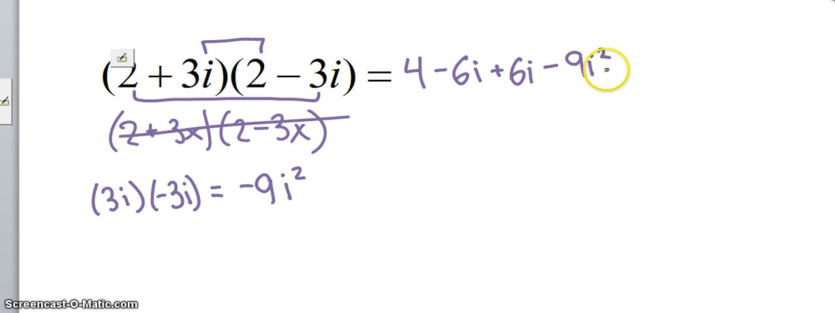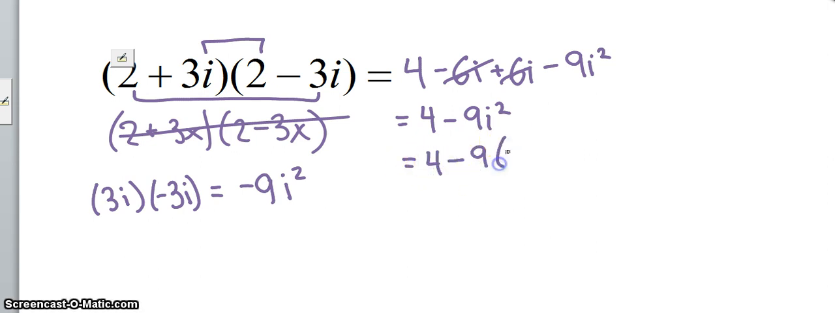So anytime you see something other than i, I want you to simplify that imaginary number. So this becomes 4, and these cancel, and we have our minus 9i squared. But i squared we defined to be negative 1. So I can really rewrite this as 4 minus 9 times negative 1. Which, if you simplify that up, you get 4 plus 9, which is 13.